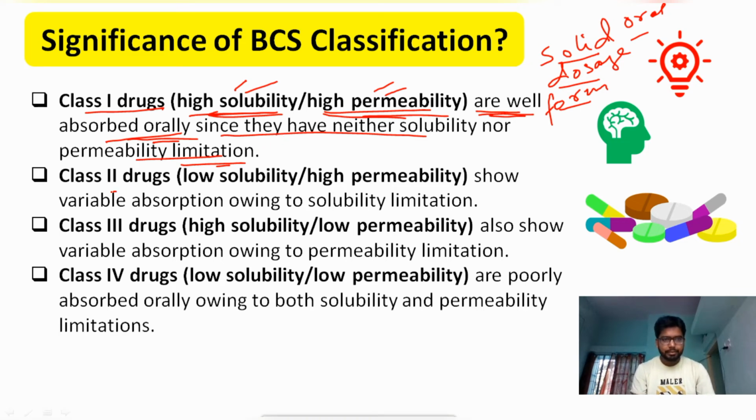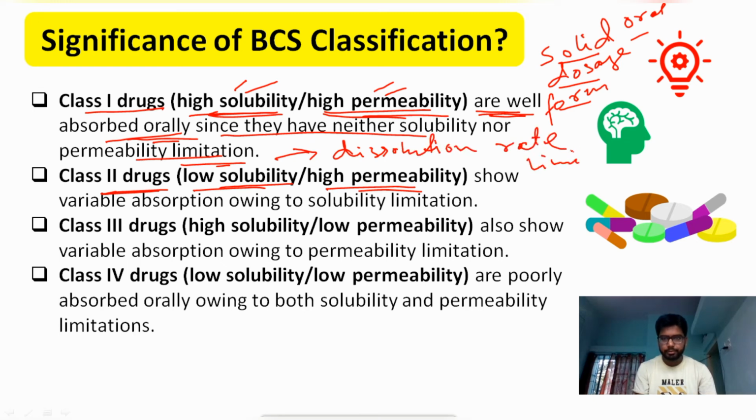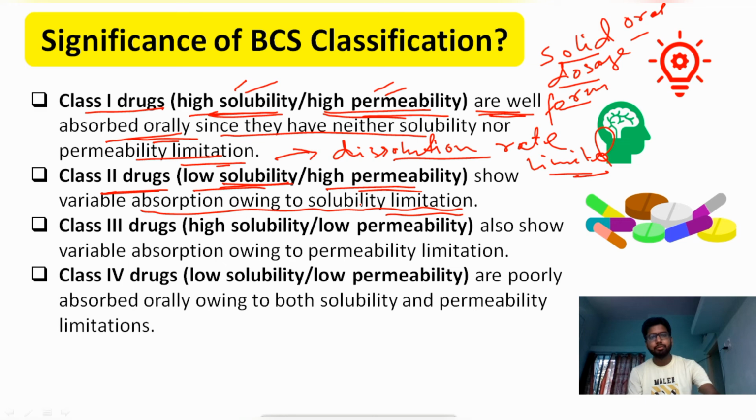Then coming to the class 2 drug. Here the aqueous solubility is low and permeability is high, so it will be dissolution rate limited. That's why there is variable absorption owing to limited solubility. Since solubility is low, absorption will be dissolution rate limited, and that's why the absorption will be hampered.